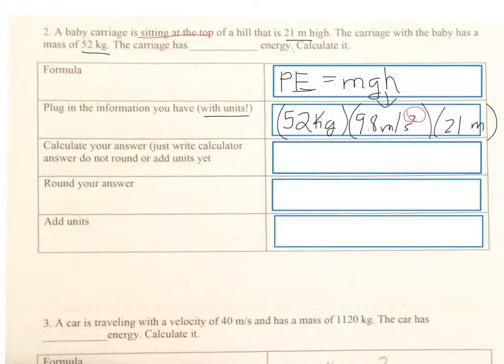So I'm just plugging 52 times 9.8 times 21 into my calculator. And that comes back with this large number, 10701.6. Now some of you might at this point go ahead and do your rounding and add your units if you're particularly fast at this, and that's okay. You can do that in this step. I wouldn't take off points.